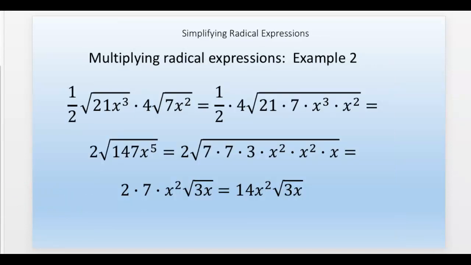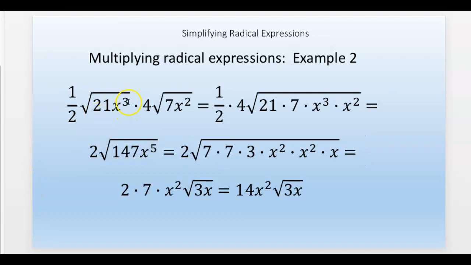Let's do another example. Guys, again, take 1/2, which is the coefficient, times 4. 1/2 times 4, that's 2. Then take what's inside underneath the radical sign, underneath the square root sign, and multiply all that stuff together. 21 times 7 is 147.